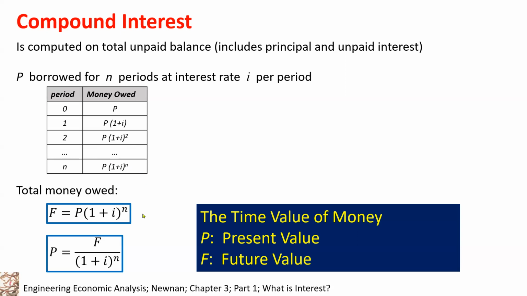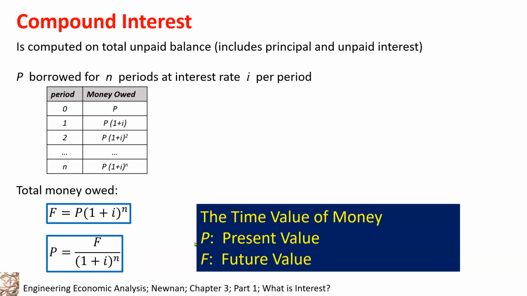The formula for this is going to be written in the form of F, or future value of money, equals P, present value of money, times (1 plus I) to the power of n. So you borrow P amount of money at the present day, and you can calculate how much money you will owe at a future date. The reverse of this can be written as P equals F over (1 plus I) raised to the power of n. This introduces the concept of the time value of money.